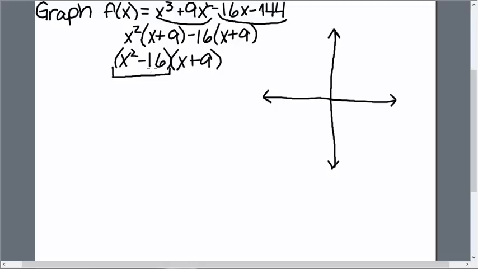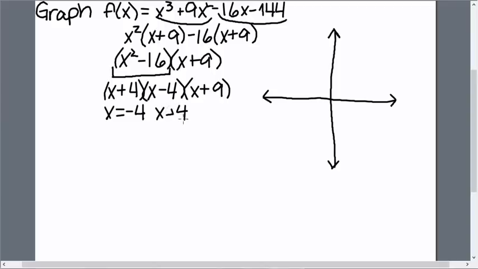So because 16 is a perfect square, and we've got that minus sign in the middle, it's going to break out into the square roots of it. Now the square root of 16 is 4. So I'm going to be left with x plus 4, x minus 4, and x plus 9. Now don't forget, I want the zeros. So you're going to set each of these equal to 0, and you're going to get x equals negative 4, x equals positive 4, and x equals negative 9. So we've got 3 different zeros.